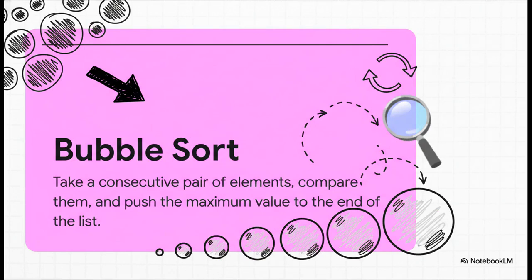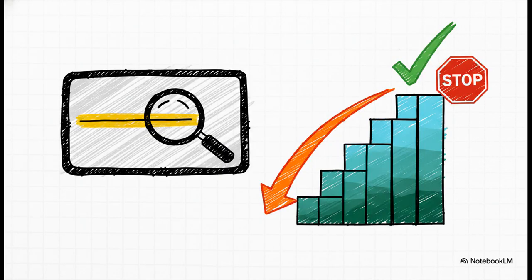You'd say something like this. You take two numbers right next to each other, and if they're in the wrong order, you just swap them. You do this again and again and again, and with each full pass through the list, the biggest values kind of bubble up to the end. It's simple, it's intuitive, and it's a perfect place to start. Then you'd get up and sketch out the code on the whiteboard.